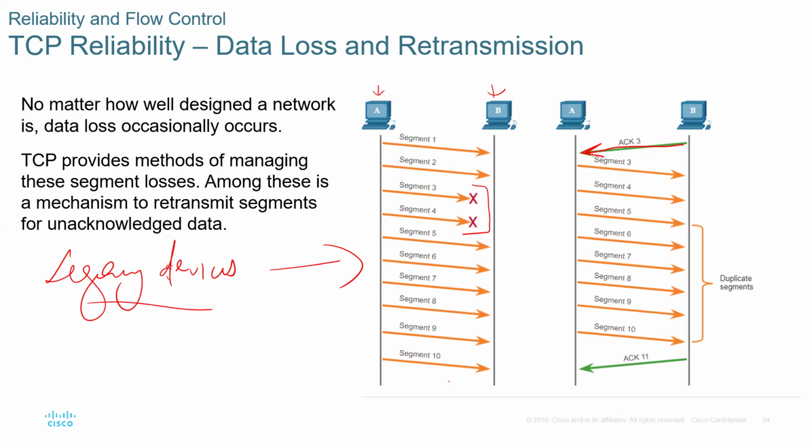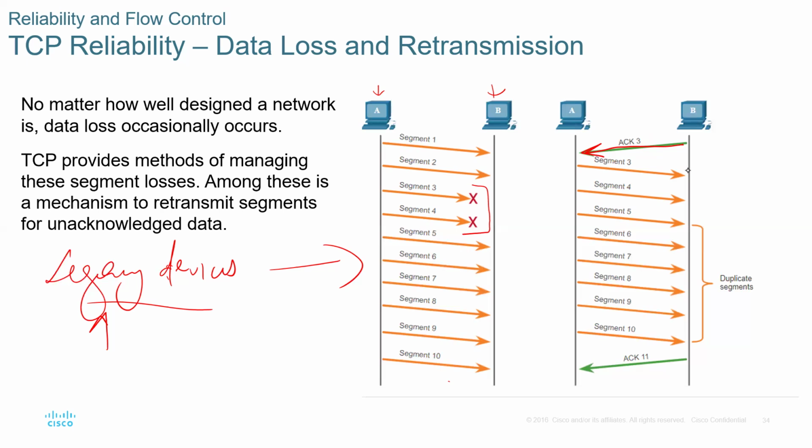It basically means that 1 and 2 have been received, but starting at number 3 we have not received it. What my legacy devices do, legacy meaning the old protocol. My devices use the old protocol before it was refined. When acknowledgement 3 is sent, it basically means I've received 1 and 2.